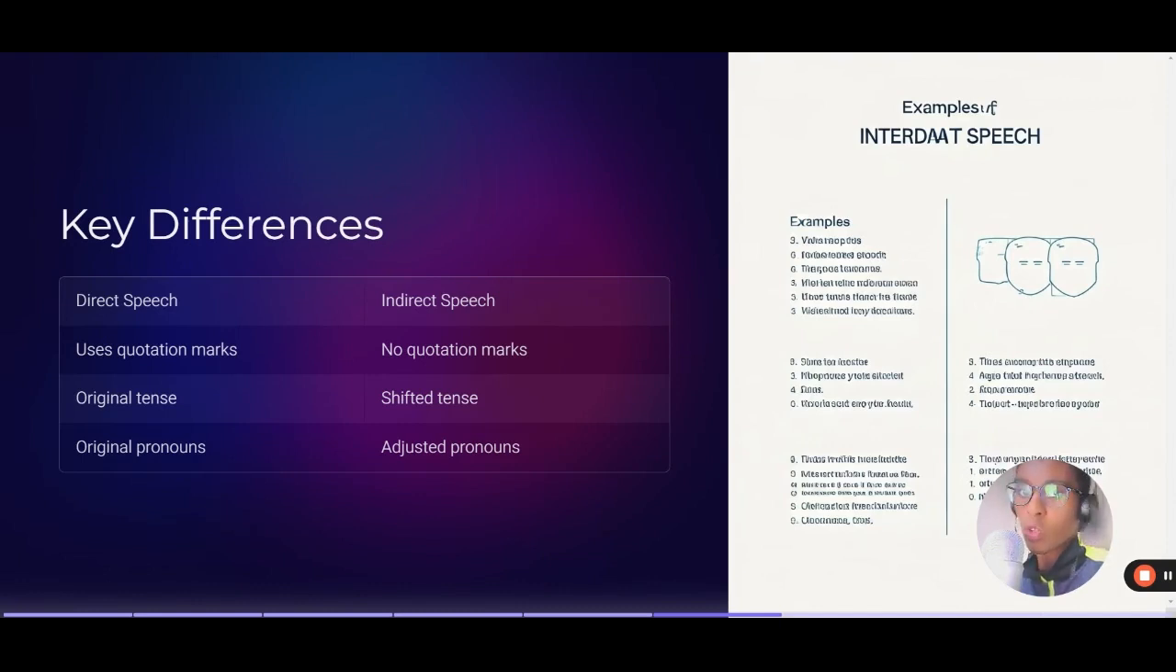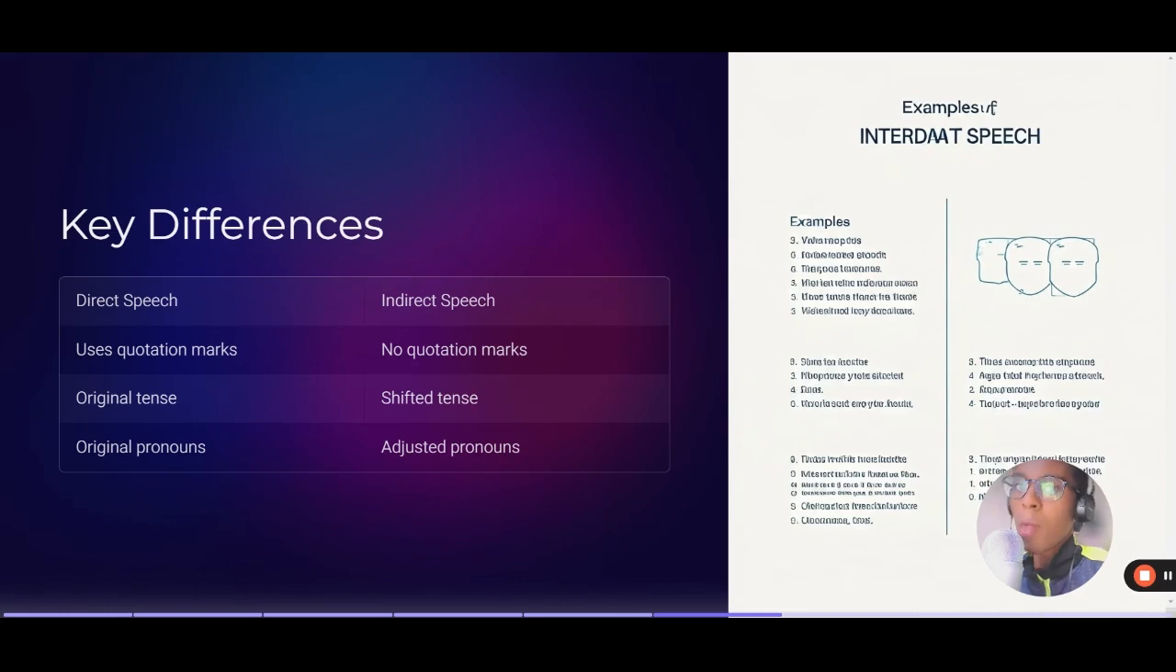Next, let's talk about tense change. In direct speech, we keep the original tense of the statement. For instance, if someone says, "I am reading a book," that's exactly how it appears. However, in indirect speech, we usually shift the tense to fit the context. So the same statement would become, "She said that she was reading a book."